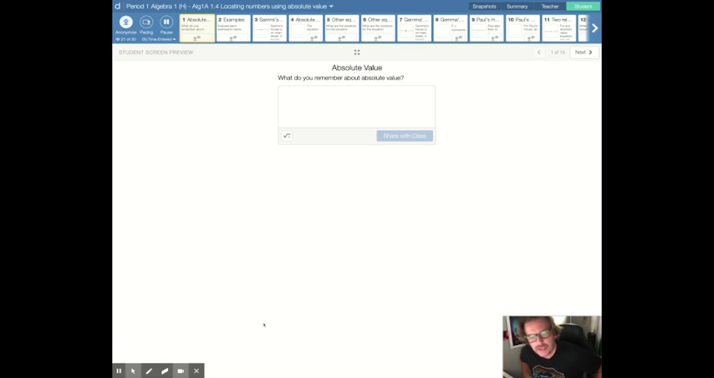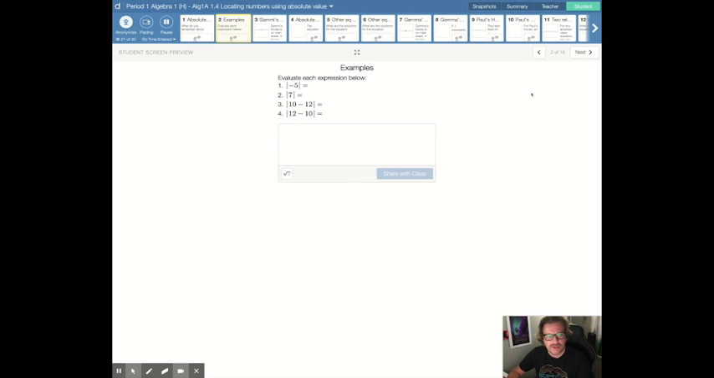Slide one is just asking you what you remember about absolute value. This is open-ended. There is no right or wrong answer. I am looking for academic vocabulary. I am looking for complete sentences. Other than that, the sky's the limit on this one. Let's go to slide two.